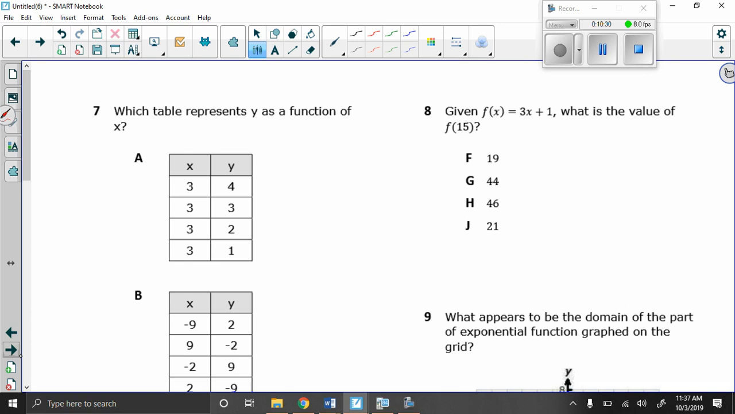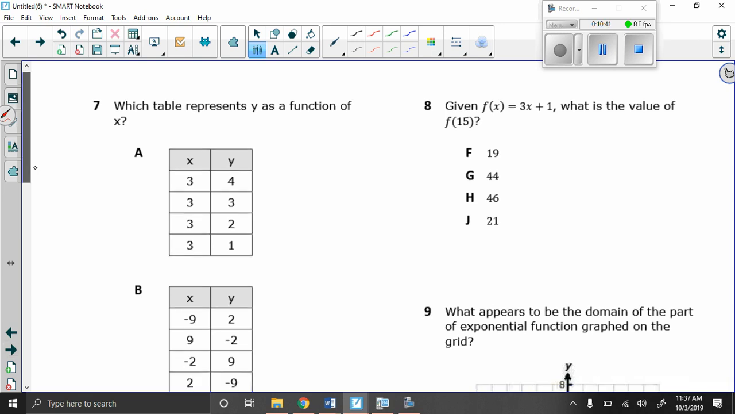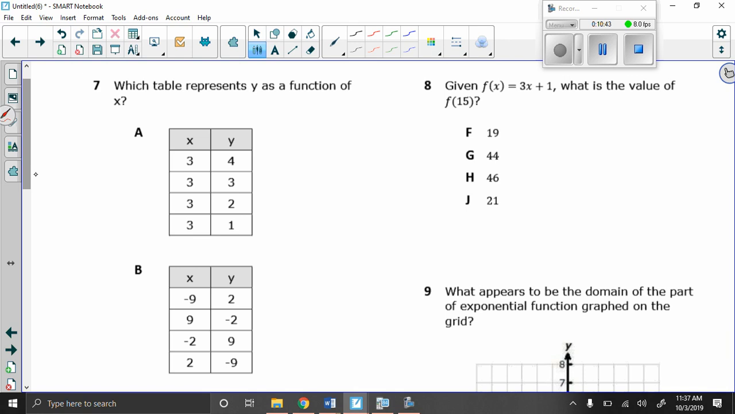Number 7, it's asking me which table represents y as a function of x. All this question is asking us is which one is a function. So if we look at A, A is not a function because we have 3 repeats. So that is not a function.